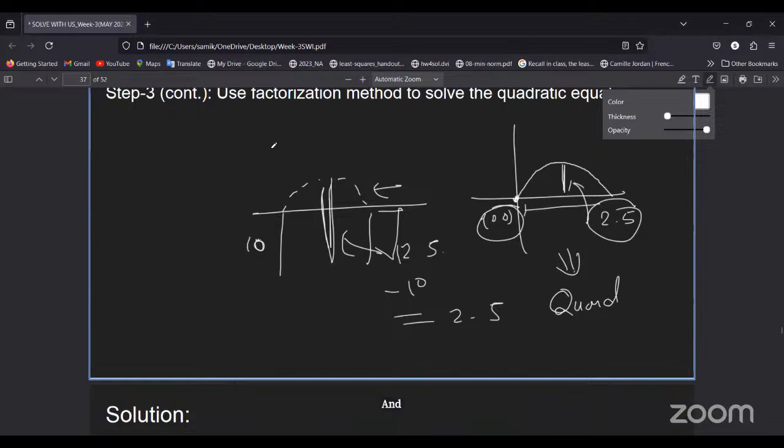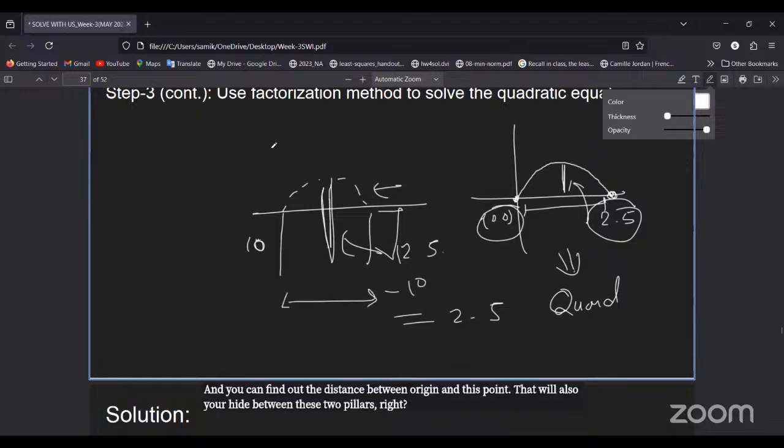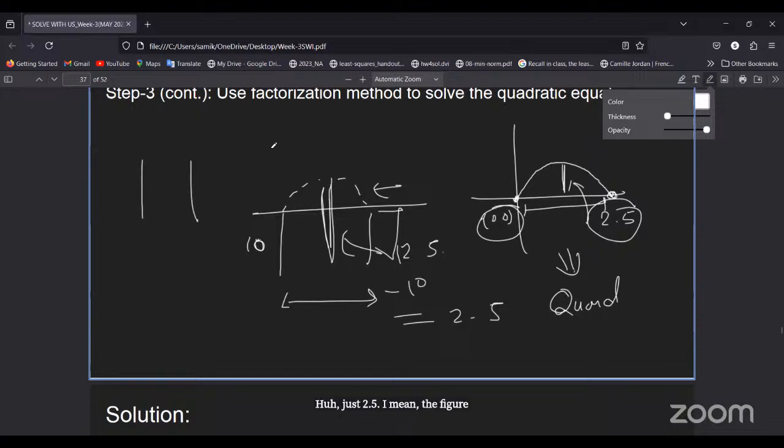And you can find out the distance between origin and this point. That will also be your distance between these two pillars, right? This is another way. Whatever he explained, that's also correct. There's no harm. This is another way you can think about it if you want to relate it via the quadratic itself. The height is 2.5, right? Just 2.5. I mean, the figure is given in this way, right?